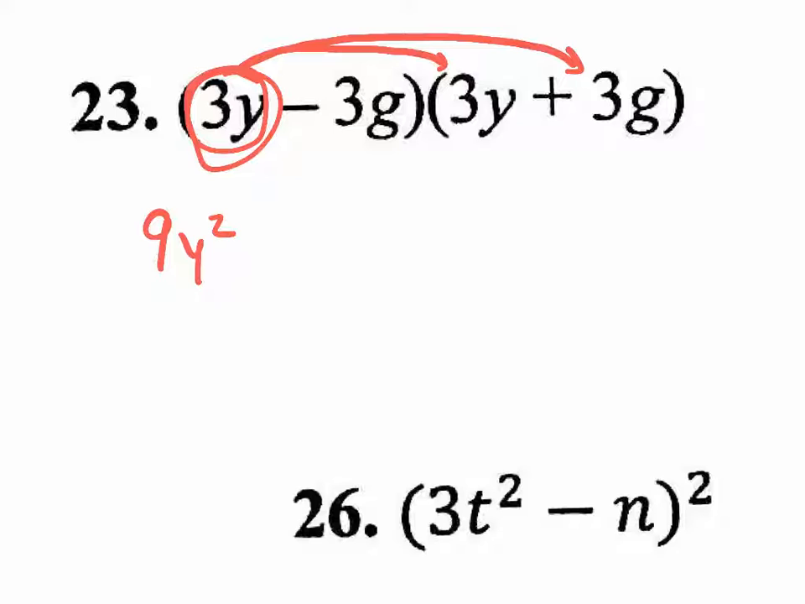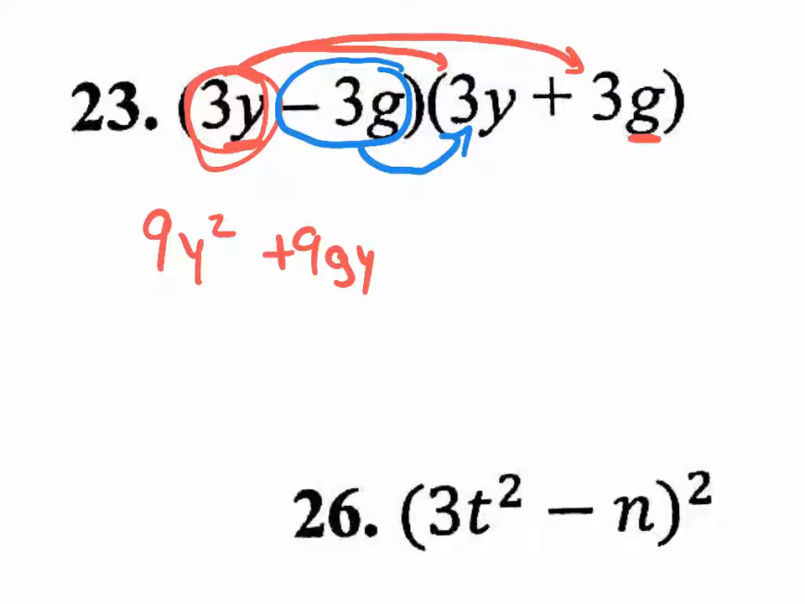So 3 times 3, that's positive 9. And then when you look at y times g, you just put them together. But instead of yg, we're going to go gy, alphabetical order. And then, now that we've already distributed the 3y, now let's distribute this minus 3g. And it's important that you include the sign that's in front. So you really have a minus 3g times a positive 3y.